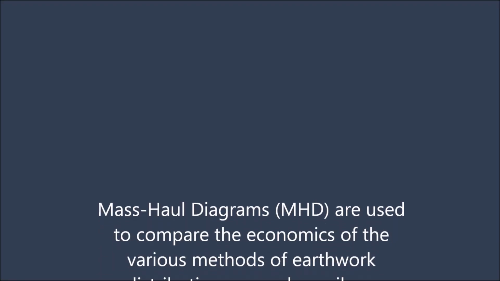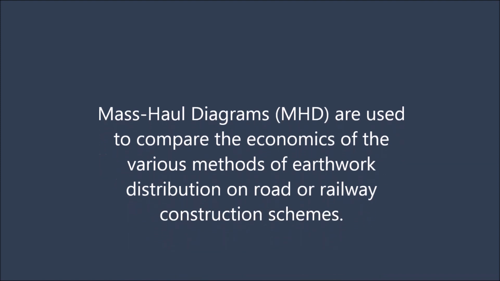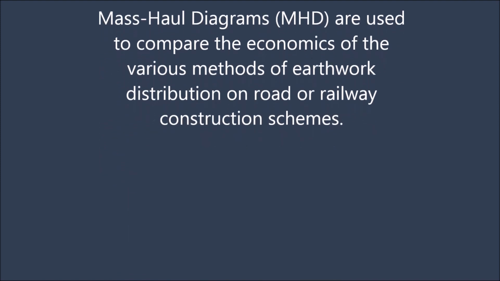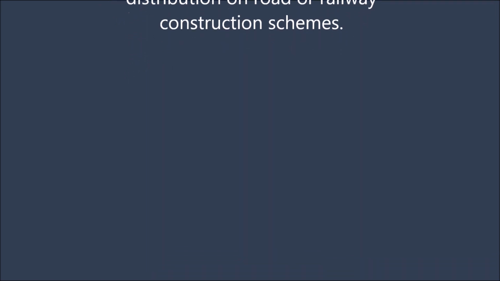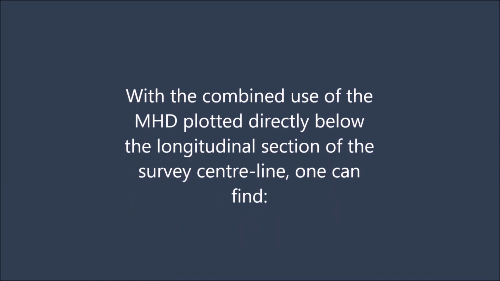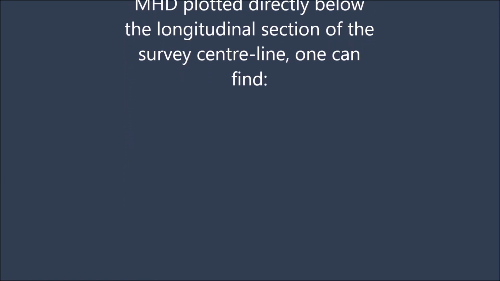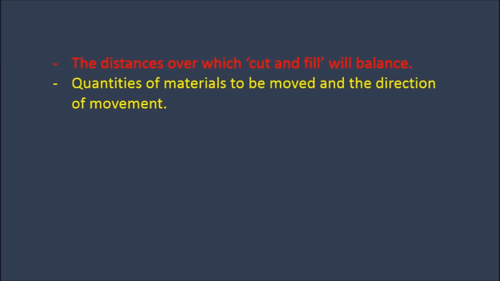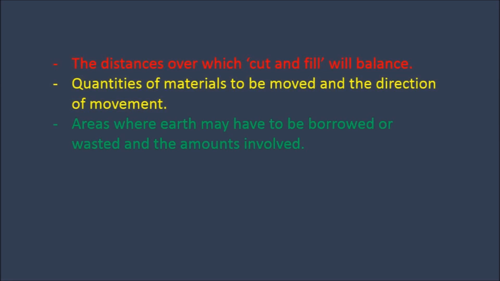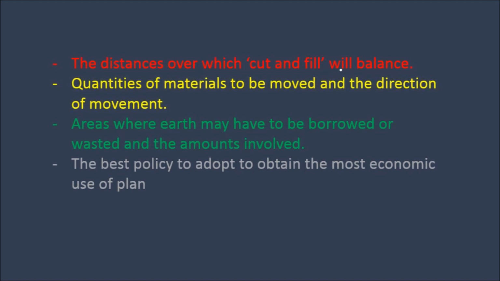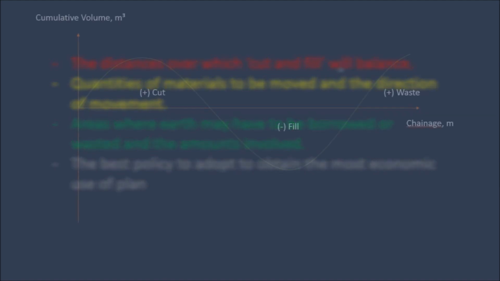Mass haul diagrams, or MHD, are used to compare the economics of the various methods of earthwork distribution on road or railway construction schemes. With the combined use of the MHD plotted directly below the longitudinal section of the survey center line, one can find the distances over which cut and fill will balance, quantities of materials to be moved and the direction of movement, areas where earth may have to be borrowed or wasted and the amounts involved, and the best policy to adopt to obtain the most economic use of plant.